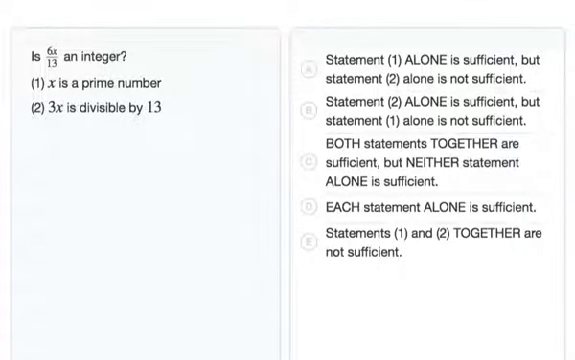To solve this data sufficiency question, we'll consider each statement separately first, then together if needed. Before the statements, we're asked if 6x over 13 is an integer. For 6x over 13 to be an integer, 6x must be divisible by 13. So let's consider statement 1 first.